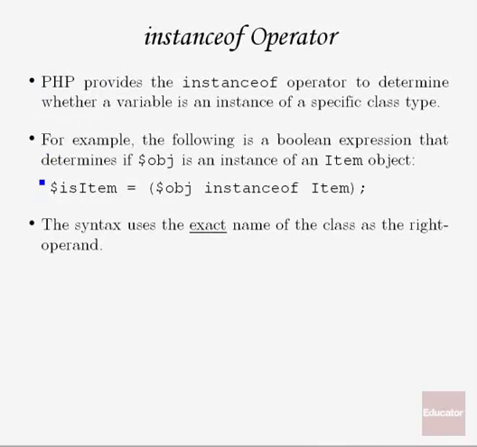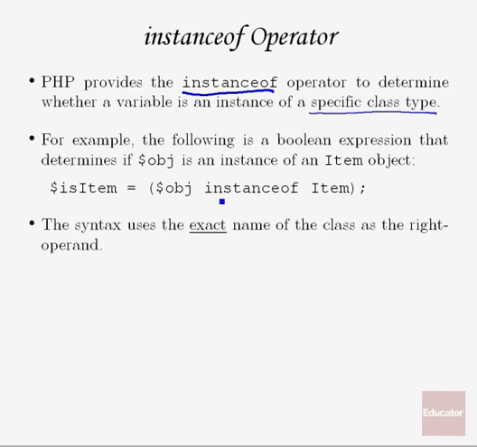So PHP provides what's called the instanceof operator. Basically what it allows you to do is determine whether a variable is an instance of a specific class type. For example, if we have a variable called $obj, and we wanted to test to see if it's an instance of the Item class that we use in our web application.